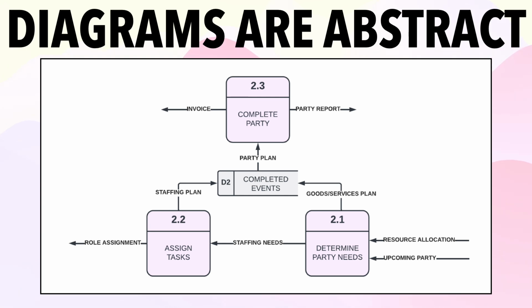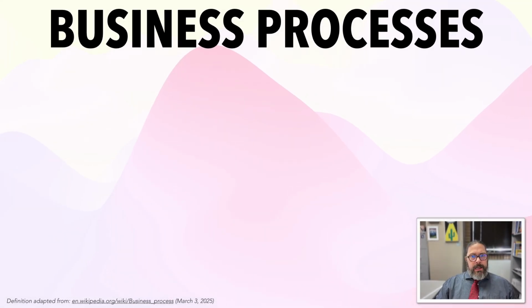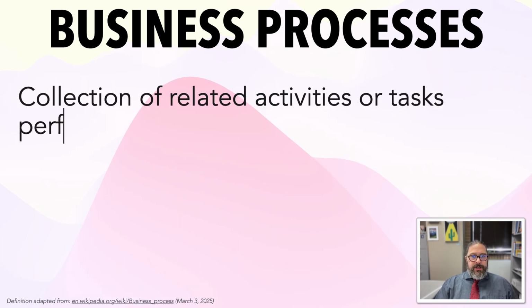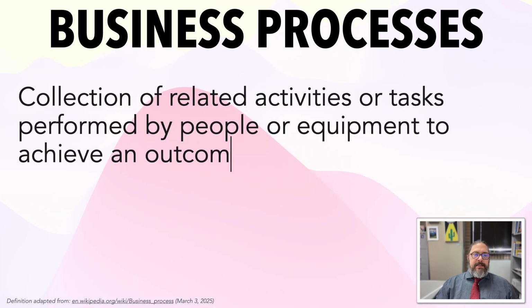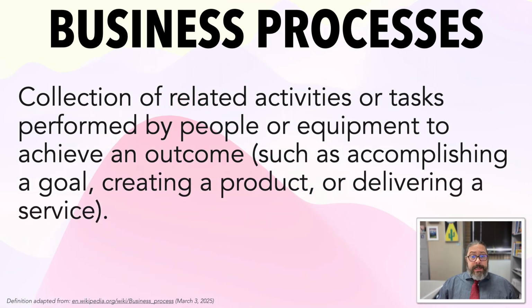First, we need to back up a step and look at what a business process is, because business processes are the main character in a data flow diagram. And a business process is a collection of related activities, tasks that are performed by people or equipment to achieve an outcome, like accomplishing a goal, creating a product, or delivering a service.